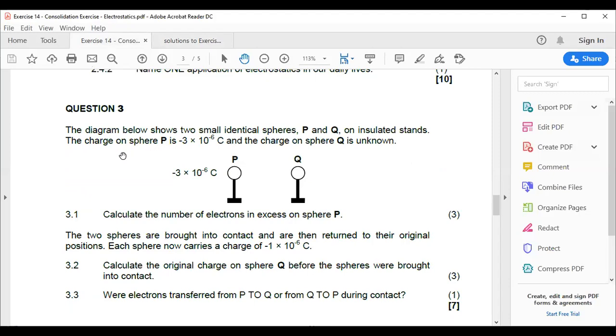The diagram below shows 2 small identical spheres, P and Q, on insulated stands. The charge on the sphere P is -3 times 10 to the power -6 coulombs. And the charge on sphere Q is unknown. All right. So you've got the scenario there. 3.1, calculate the number of electrons in excess on sphere P.